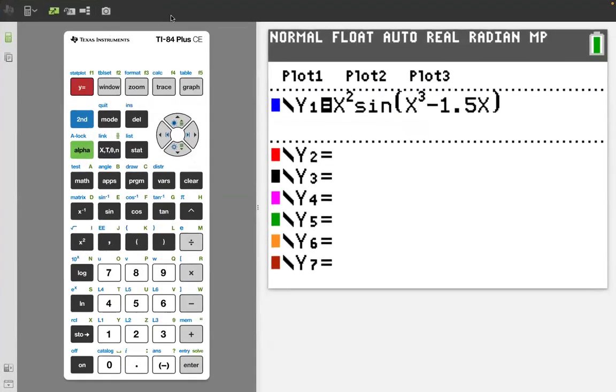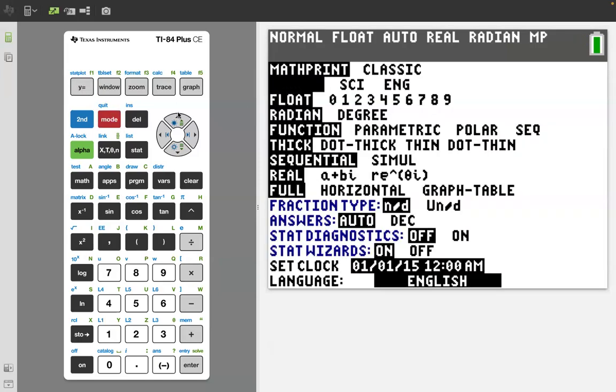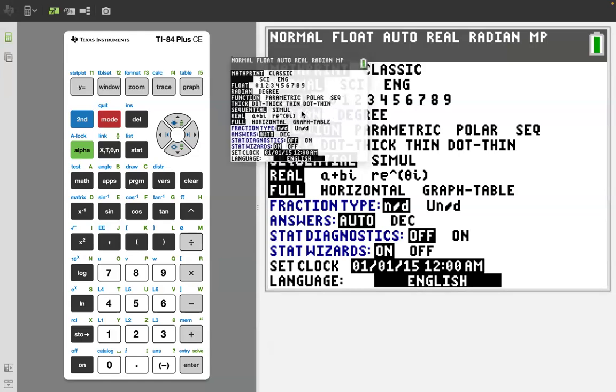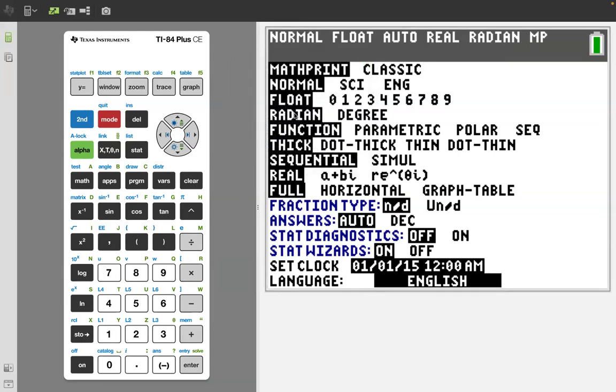On the TI-84, we're going to plot this function into y1. So y1 equals x squared times the sine of x cubed minus 1.5x. Now a couple things just to be certain. Since this is a trig function, a sine function, we have to make sure our mode is in radian. So I'm going to click mode, and indeed we are in radians, so that is good.